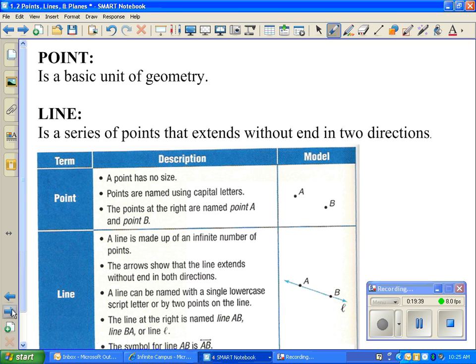All right, you have to name it by capital letters. Here's your key point. If I see a point right here and it's got the letter A beside it, when I name it, I can just put A. That's beautiful.